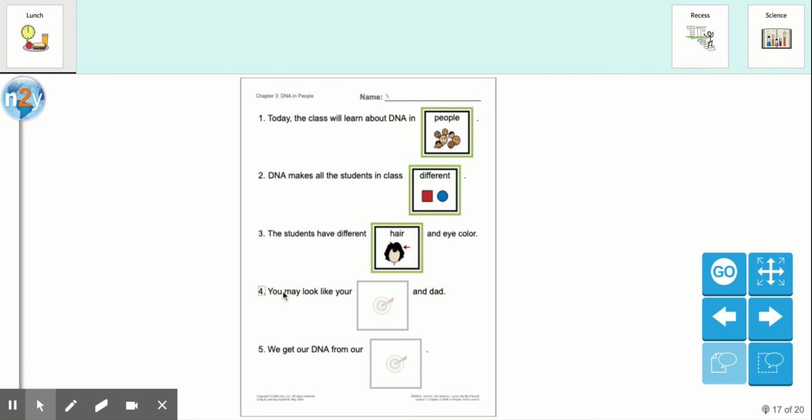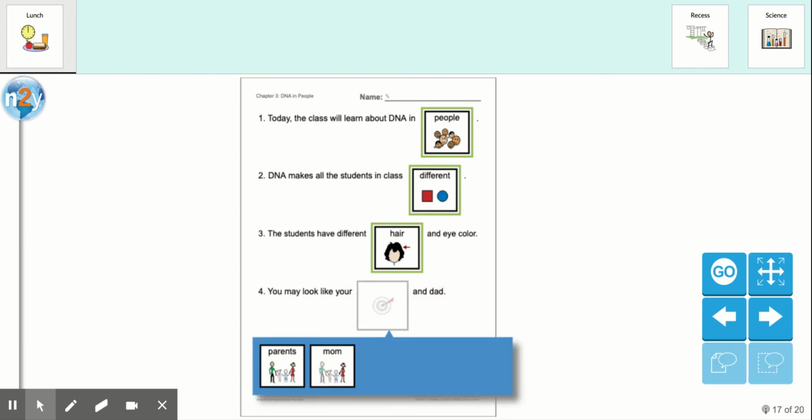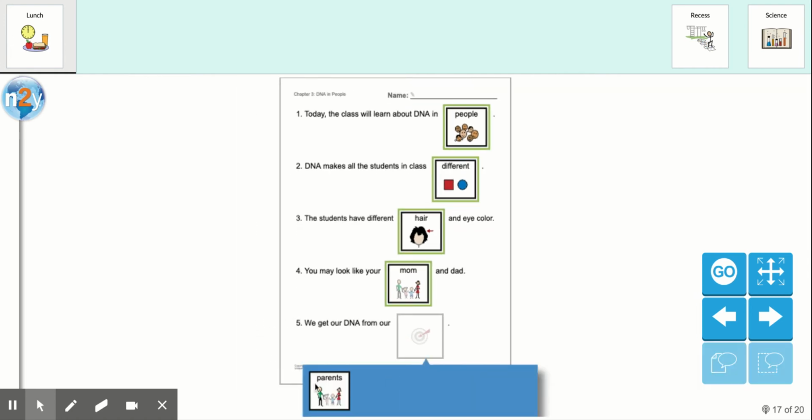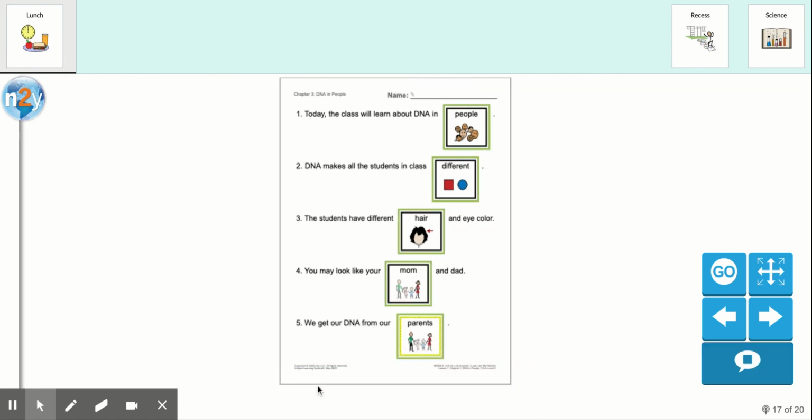Four. You may look like hair and dad. What do you look like? Your parents and dad or your mom and dad? Your mom. Five. We get our DNA from our. The only one left? Parents. Okay.